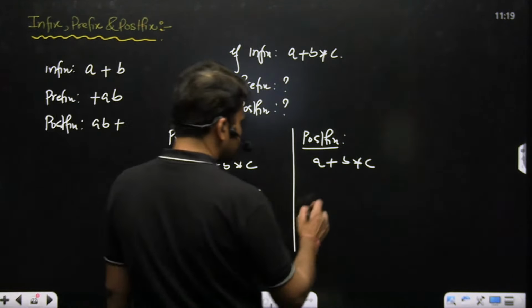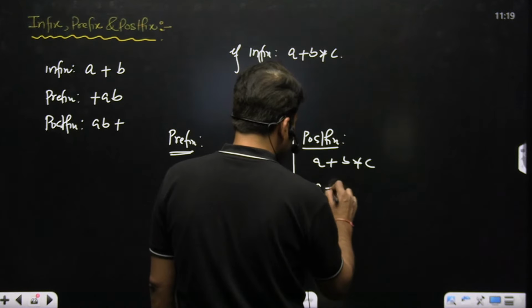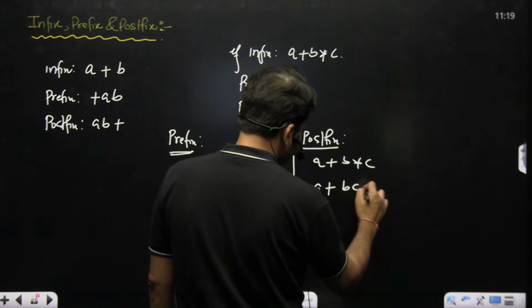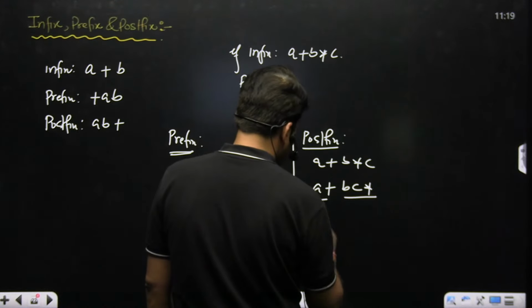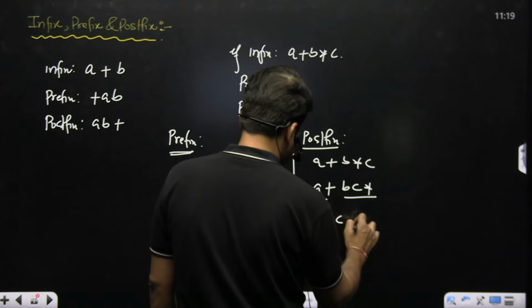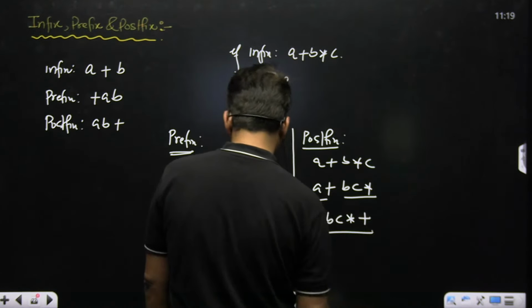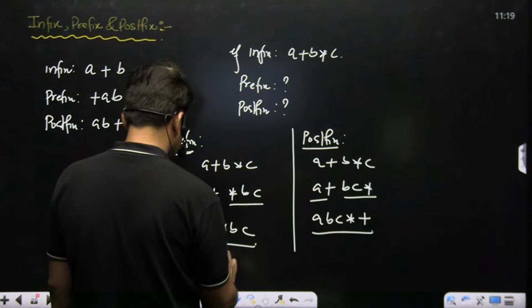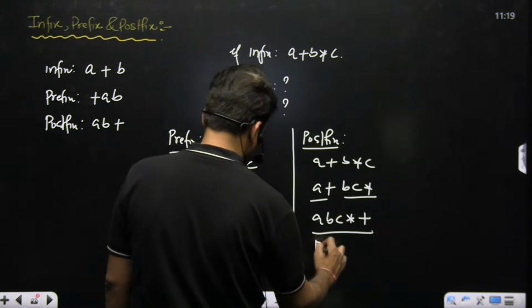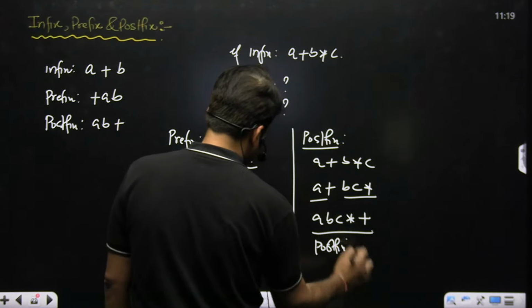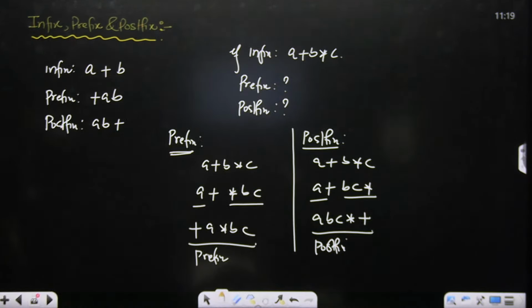Similarly for postfix, first evaluate the higher precedence operator. So b c star. This is one operand, this is one operand. Now this. So this is the postfix. So in this way, manually you can convert infix to prefix or infix to postfix.